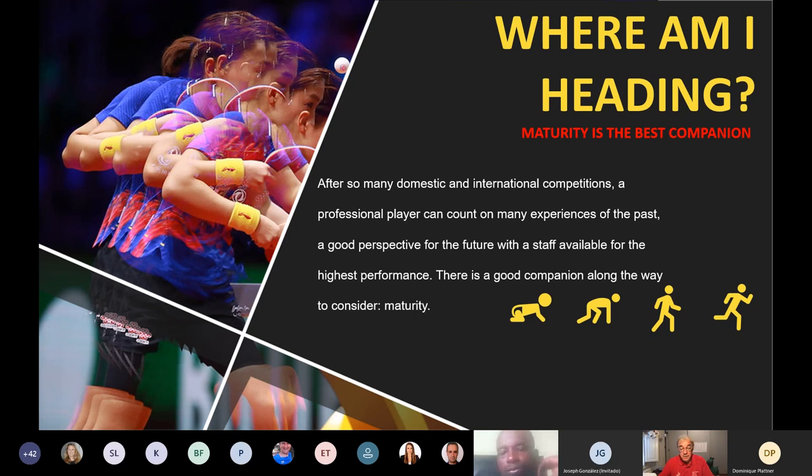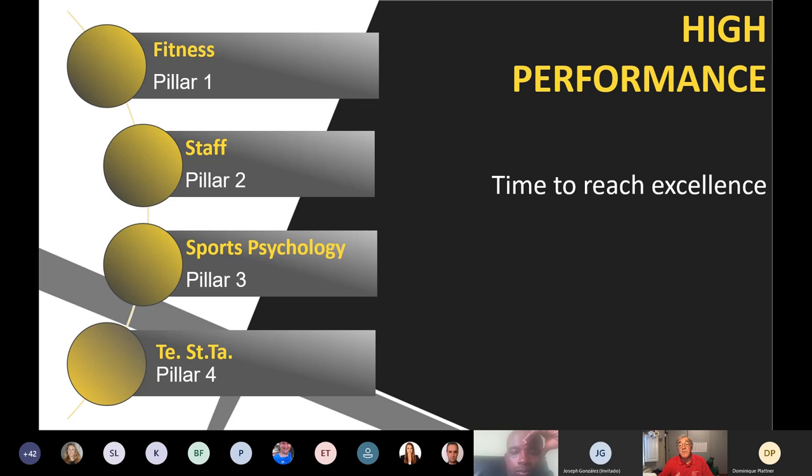I'm concluding presenting this, and then I leave the floor to Dominic. As usual, again, we have the high performance, the four pillars, the fitness. This time I have had this stuff. We'll see how important is the stuff. Sports psychology, well, is a mental sport. Now it comes really, really very important.